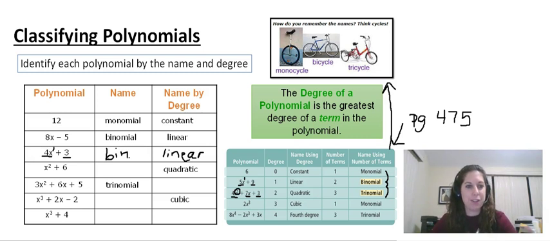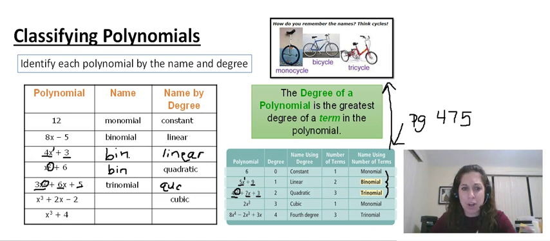I'm going to abbreviate here, sorry. Okay, so x squared plus 6. This has a degree of 2, making it a quadratic. And there's 2 terms, so again, it would be a binomial. The next one, there are 3 terms being added or subtracted together, so it's a trinomial. Its highest exponent is a 2, so that's a quadratic.